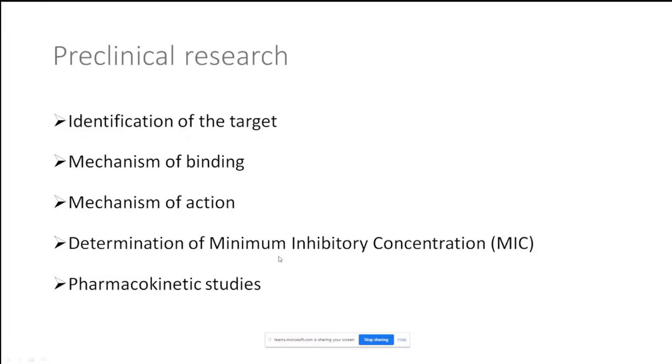pharmacokinetic studies. Most of the universities in India are now highly equipped to do this part: identification of the target, mechanism of binding, mechanism of action, determination of minimum inhibitory concentration, and pharmacokinetics. So this is probably the domain of the universities. The next thing, maybe do some work on animals. Beyond that, it is very difficult in a university setting to go much further. There, we need industry to really take part, or a dedicated mechanism to take care of the problems beyond this level.